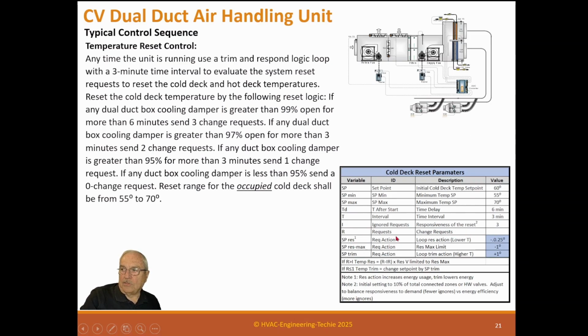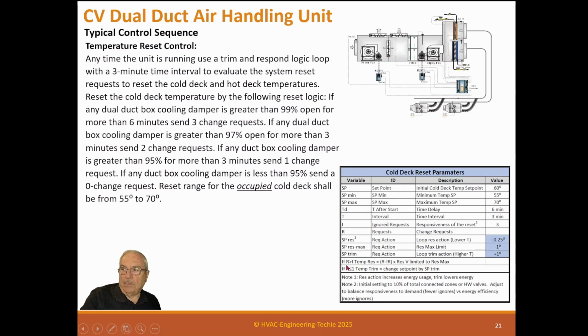R is the request, change request. Set point reset, which is to drive the temperature lower. We're going to use a minus quarter of a degree, so we're going to go down real slow. Now we're going to have a reset maximum of -1. So if we have a whole bunch of resets, it'll change that temperature fairly quickly. It'll go down 1 degree every 3 minutes. And for trim, we're going to go up 1 degree every 3 minutes.